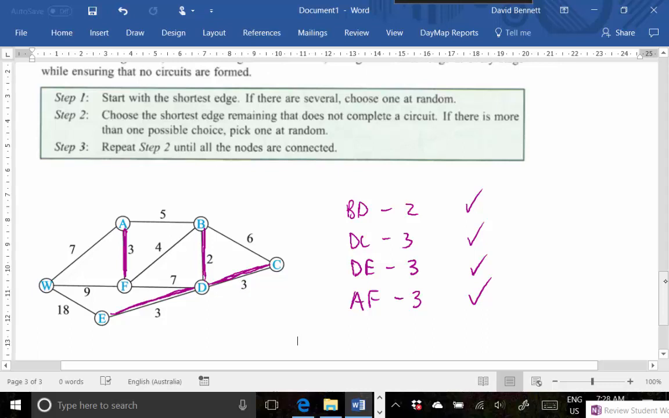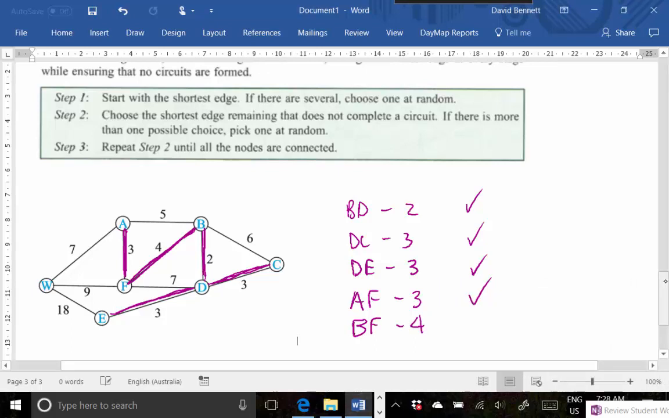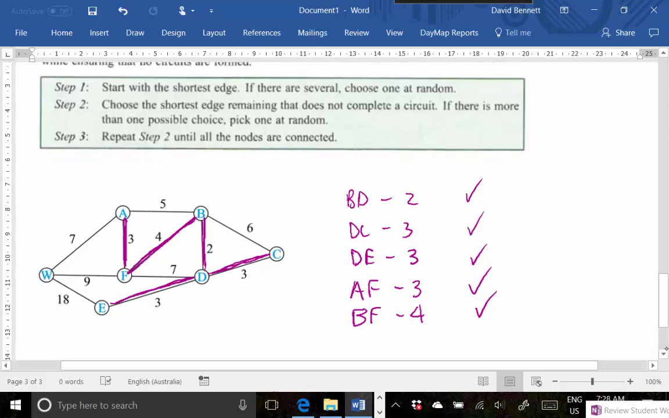Right, so my next shortest after that is 4, so I'm going to connect that. So that's going to be FB or BF. Probably should put the alphabetical way of doing it. And that's going to be 4, so that's connected. Now my next one is 5. Alright, so 5 is going to be AB, and that's 5. And I've already got a connection between those, so I don't need to use that one, so I can put a line through that.